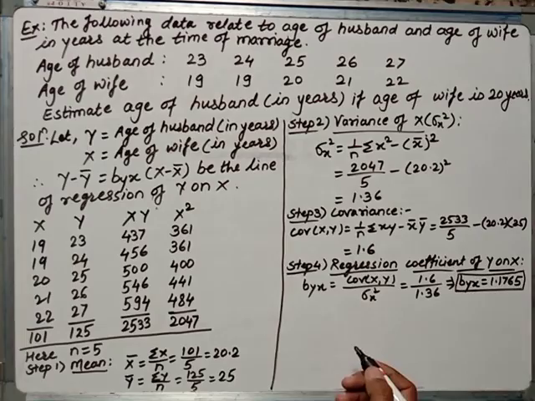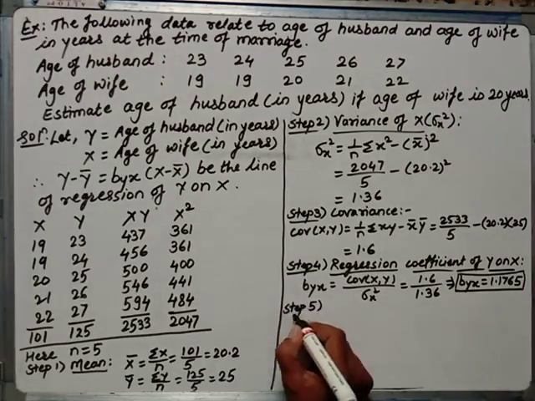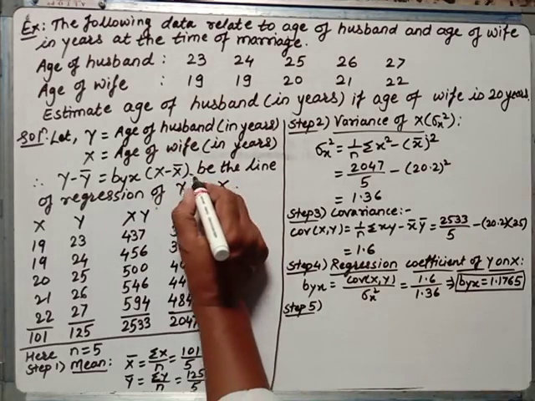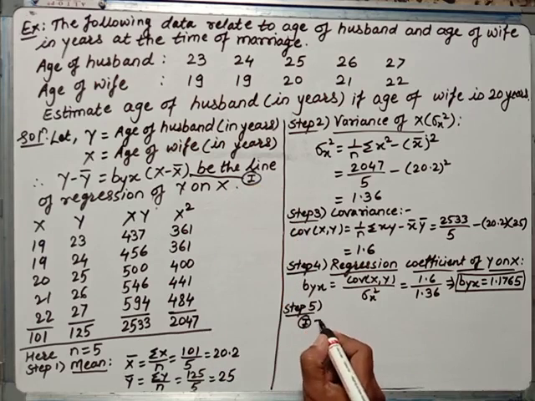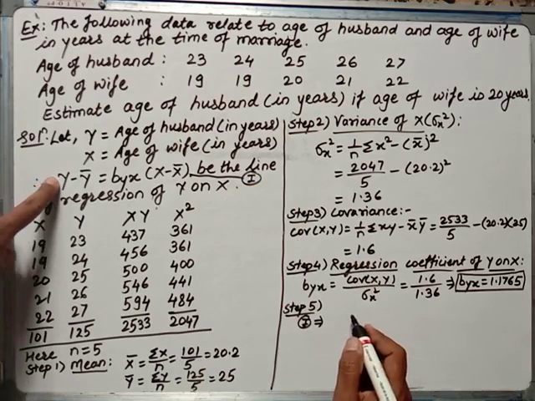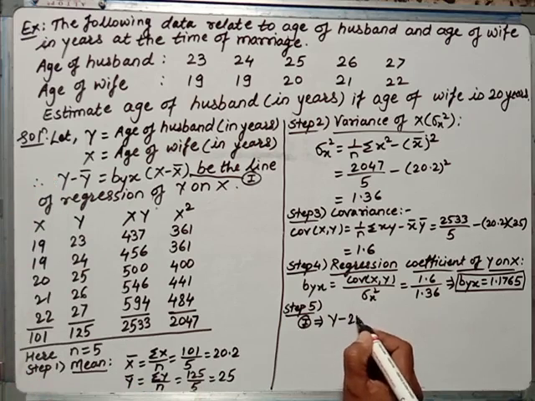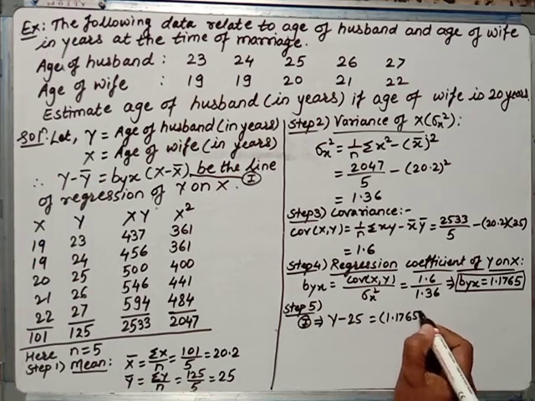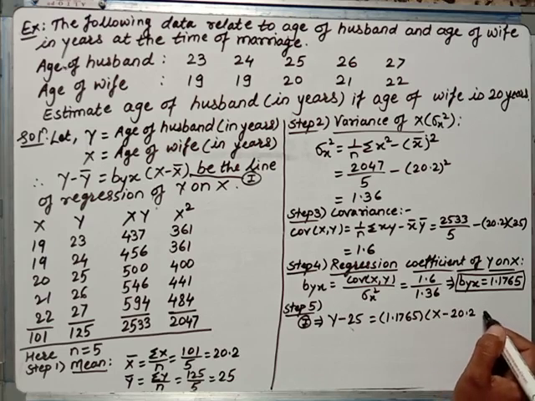Okay. Now once we have byx, and we have x bar and y bar, therefore step 5. Let me call this equation number 1. Therefore 1 implies y minus y bar. So y minus 25 is equal to byx, which is 1.1765, into x minus 20.2, right?